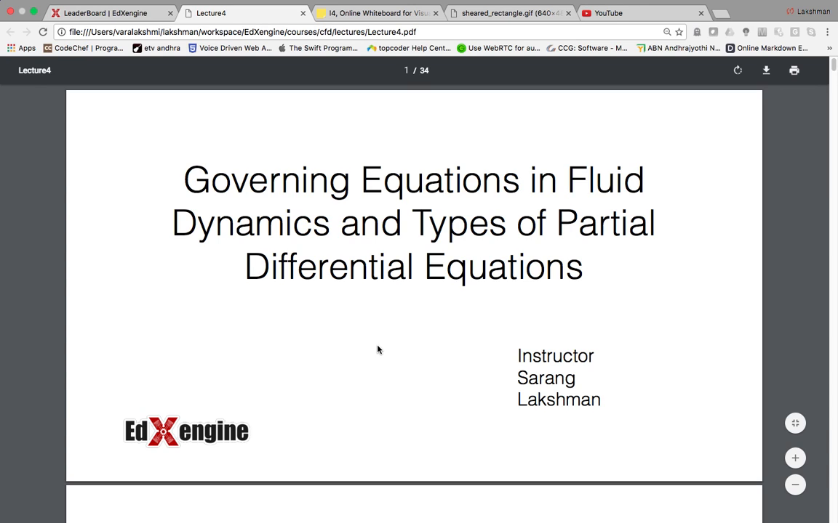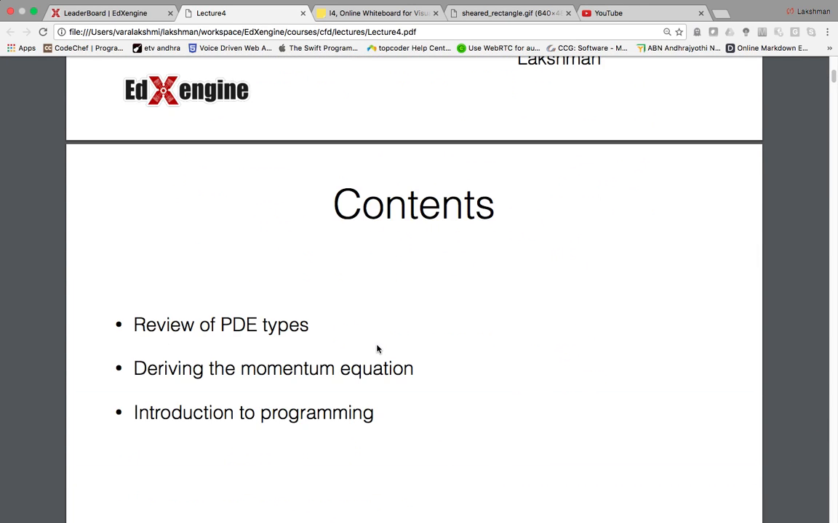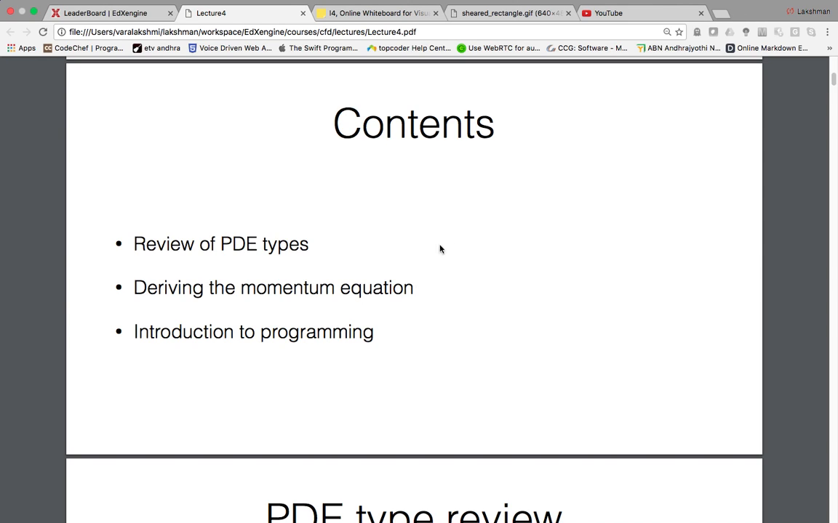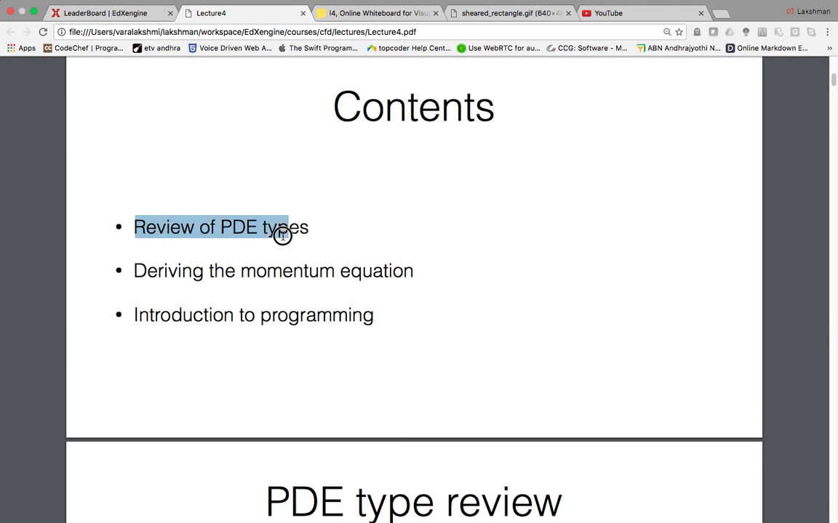Okay, I think we are going to talk about lecture 4. I opened it. So I went through this particular PDF. I don't have presentation with me. So it looks like Sarang has reviewed partial differential equation types in earlier classes, and today we will be deriving momentum equation, conservation of momentum, and a little introduction to programming, which you'll be using Octave. I'm assuming you might have installed Octave. If not, we will see a bit. I will not go through the detailed process. I'll just go through a bit.